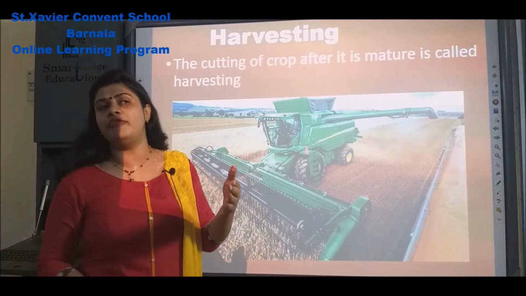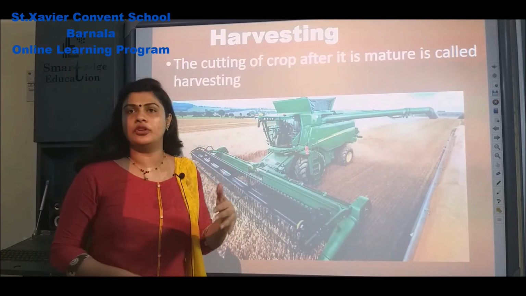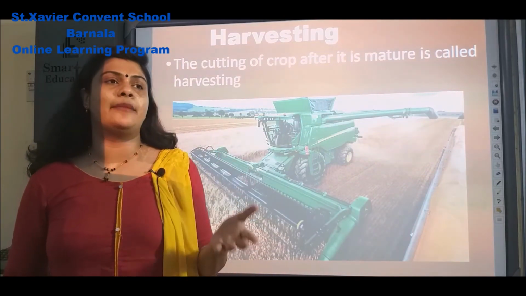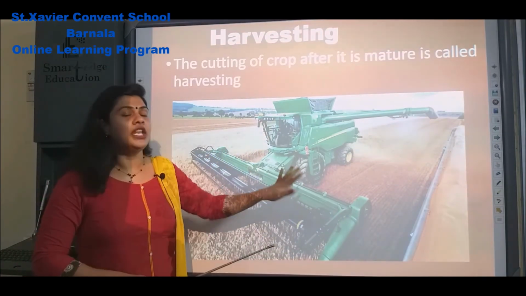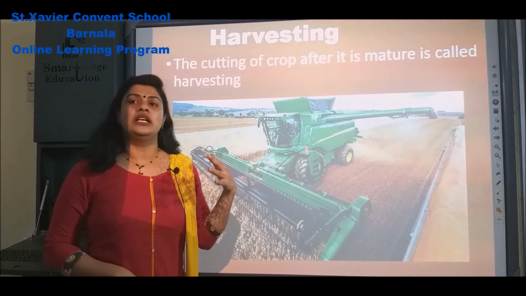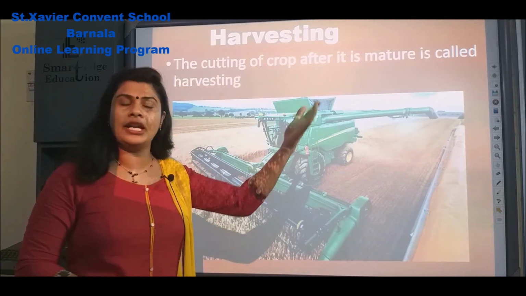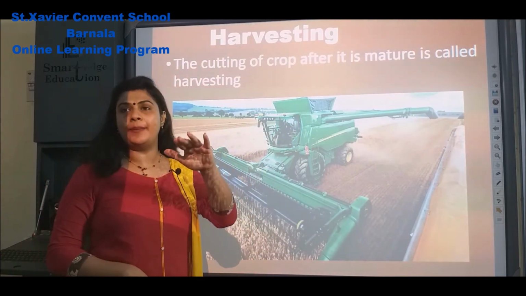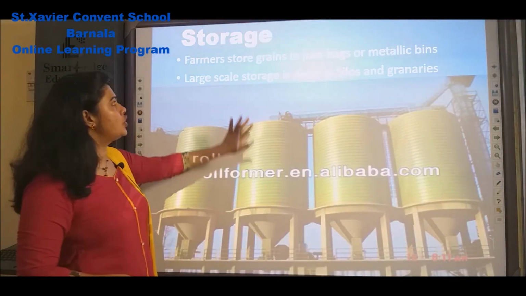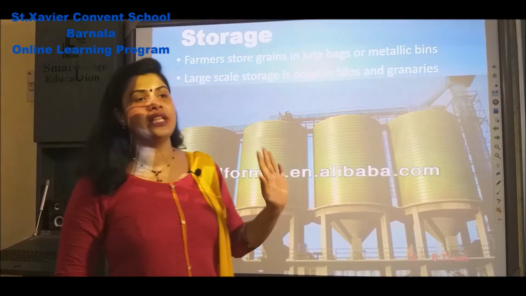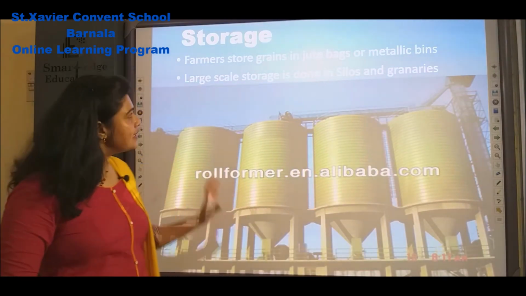The grain seed we need to separate. For that purpose we already learned about threshing and winnowing in lower classes. Next, this harvested grain we need to keep for a longer time. So we need to keep this safely. So next we are going to discuss storage. How we can store these harvested grains safely.